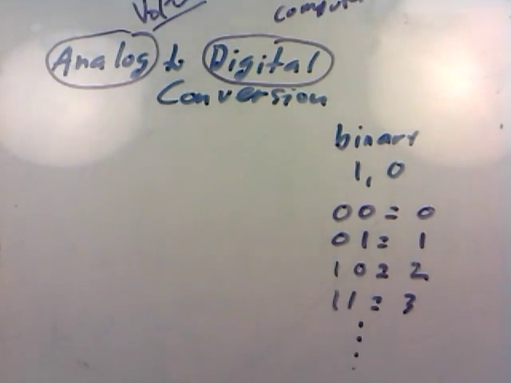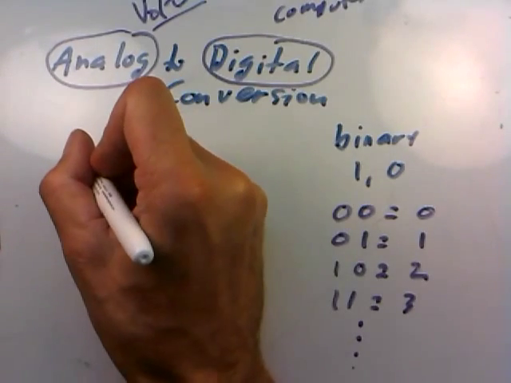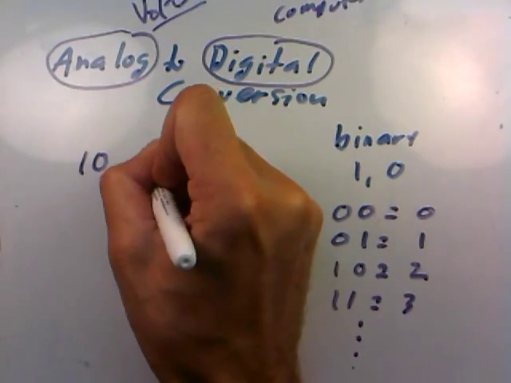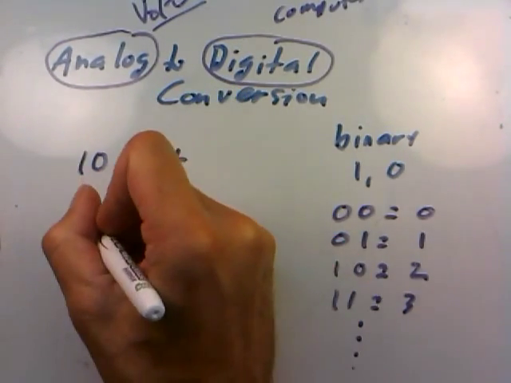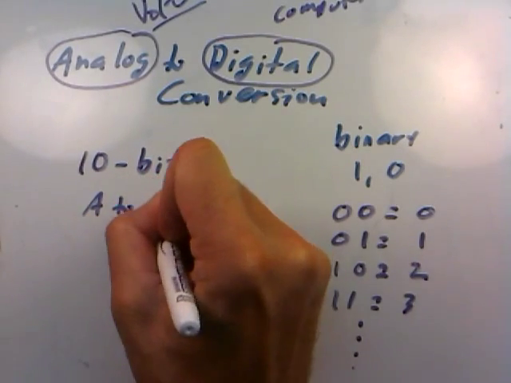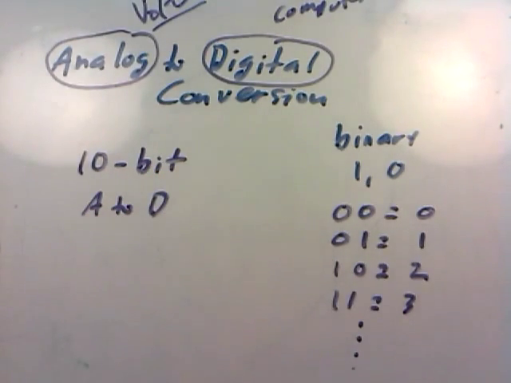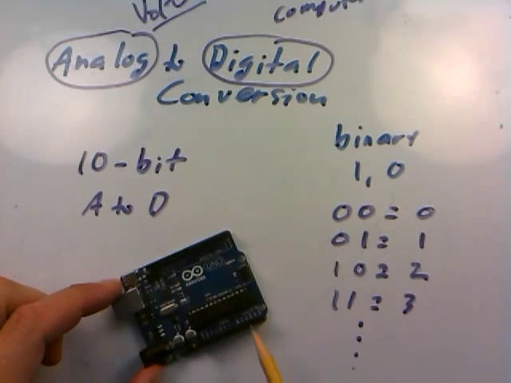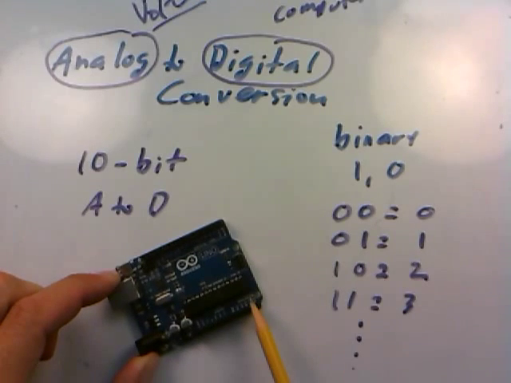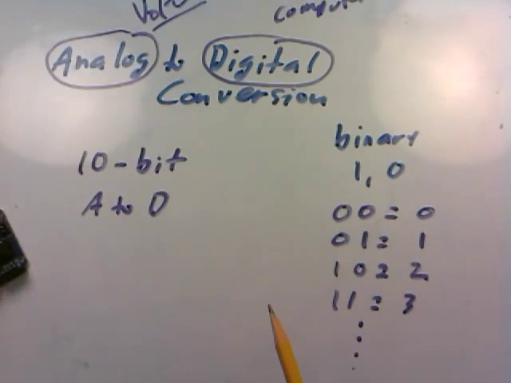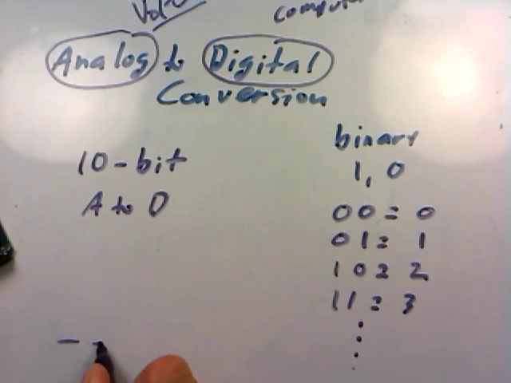Now it turns out that if you read the specs on the Arduino, the Arduino has a 10-bit A to D converter on it. That means that the Arduino takes analog values between 0 and 5 on its analog input lines and can convert them into a number that's 10 bits long. So you have something that looks like this: 1, 2, 3, 4, 5, 6, 7, 8, 9, 10.